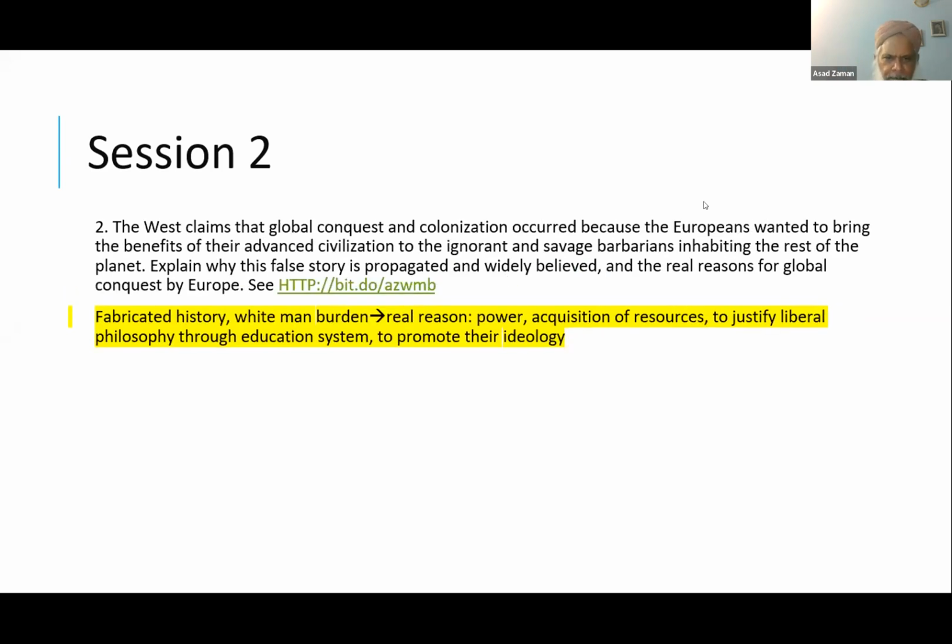Okay. The next question is about why the West gave a false story. The false story is propagated and widely believed, and the real reason for the global conquest by Europe. So we think that the real reason is to get power and acquisition of resources, and to justify the liberal philosophy through the education system, and to promote their ideology. So they share with us the white man's burden, which is a kind of fabricated history that they tell to the rest of the world.